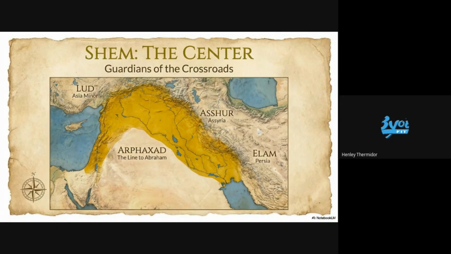Now, Lud is important because, again, he is the one who made the first coin and currency for the ancient world. Elam, the Elamites become the Persians later on. Assyrians are the ones who end up taking over Israel, not Egypt, in the promised land. And Arphaxad, he is our main character because from him is how we get to Abraham.